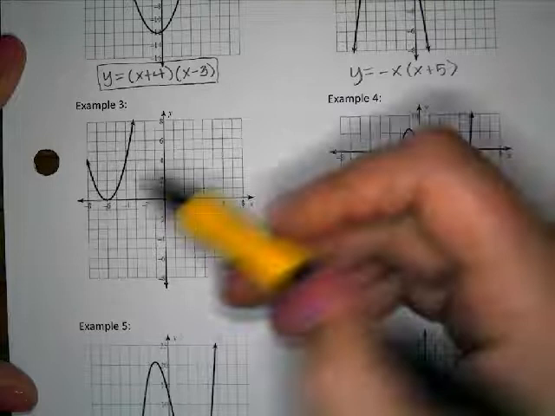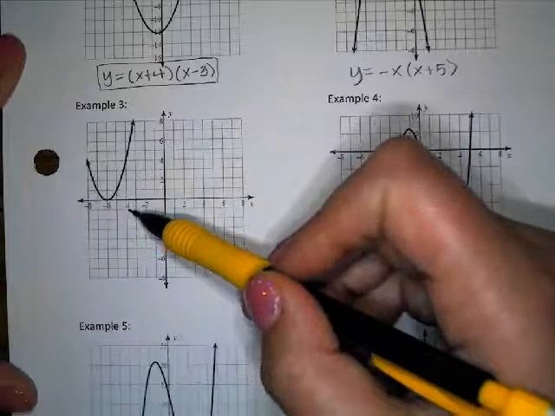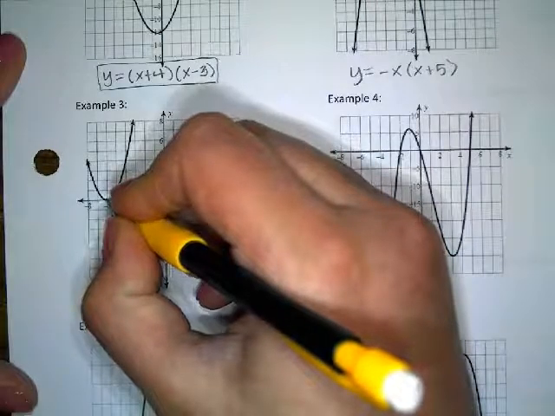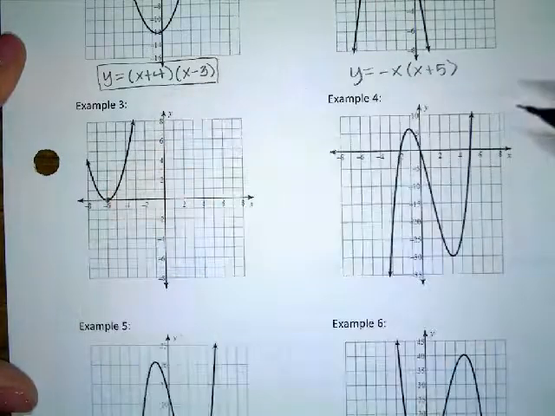It's the vertex, yeah. And what number is it? -6. Now, how many x-intercepts are they supposed to have?